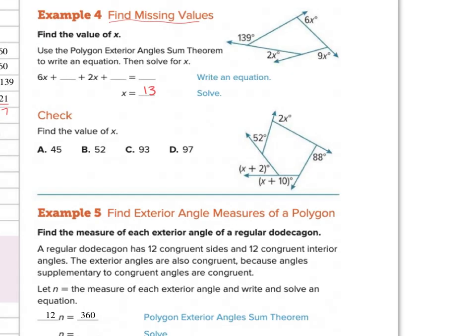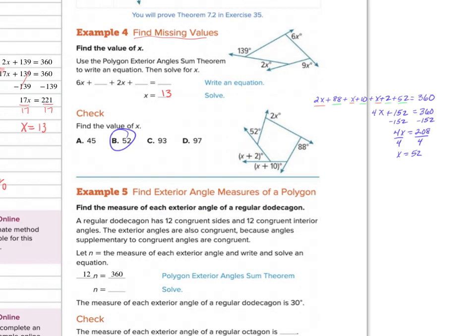What do I know? I know that all of my exterior angles, 1, 2, 3, 4, 5, should add up to 360 degrees. Okay, so I went ahead and added my angles up. 2x plus 88 plus x plus 10 plus x plus 2 plus 52 equals 360 degrees. Combine like terms, I have 4x plus 152 equals 360. Subtracted 152 to isolate my variable. Divided by 4 on both sides. X is going to be equal to 52, and we are done. X is 52.